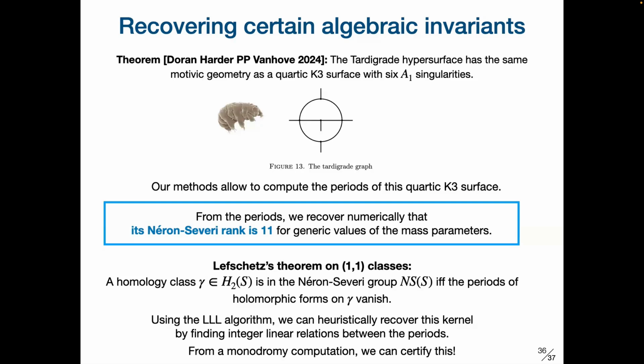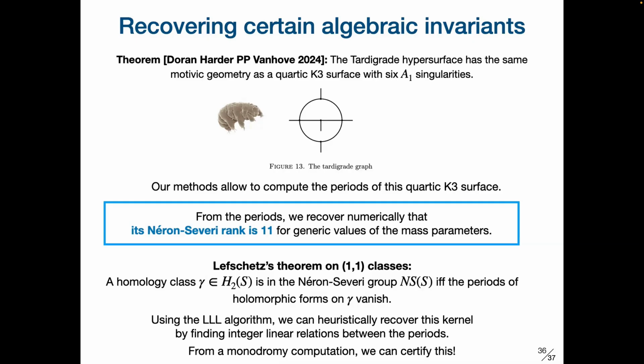But using the methods I've presented just now, because it has singularities, you can find an analytic fibration, and then you can compute its periods. And doing this, you can recover some algebraic invariants, notably the Néron-Severi rank, or the Picard rank, it was mentioned in the previous talk. It's the same thing, of this K3 surface. Which, in physics terms, I guess, tells you about the number of master integrals that come from this K3 surface's periods.